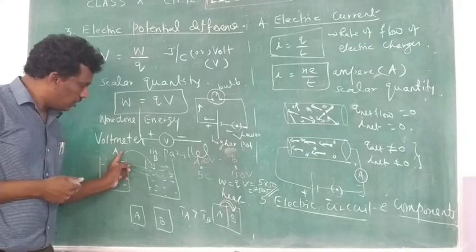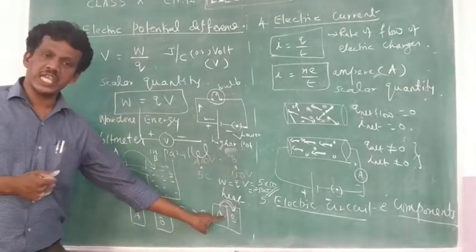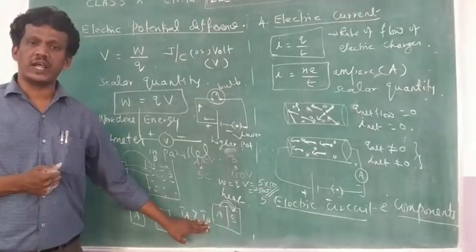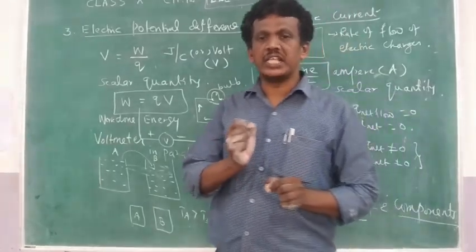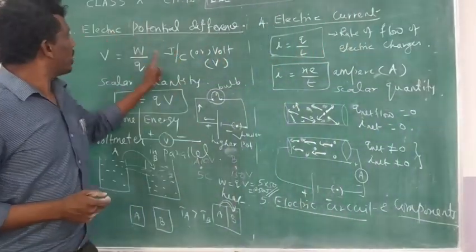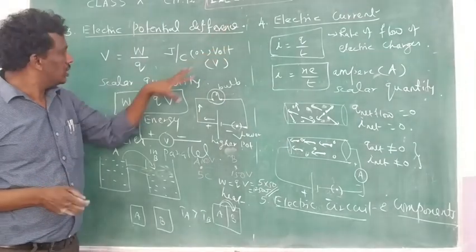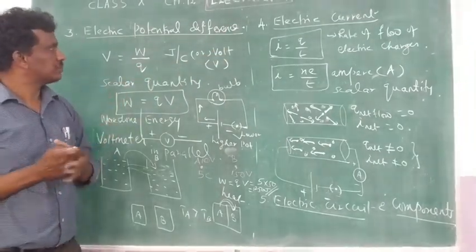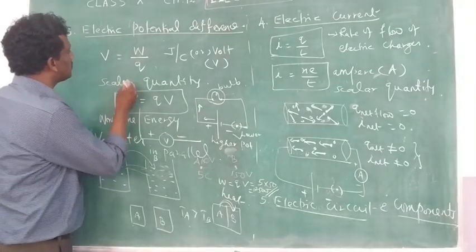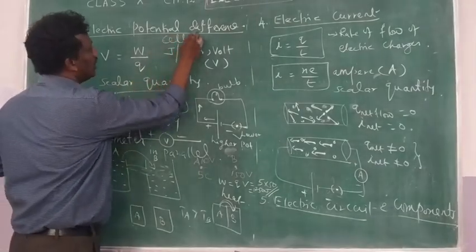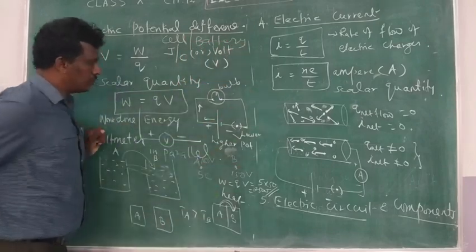So to flow the liquid, the difference in pressure is required. To flow the heat, difference in temperature is required. Similarly, to flow the electric charges, the potential difference is required. It is a must. Then which one provides potential difference? It is nothing but a cell or battery. All are familiar with the cell or battery?